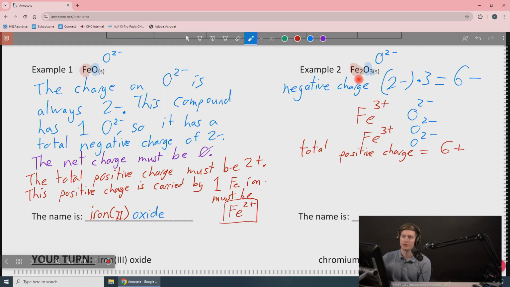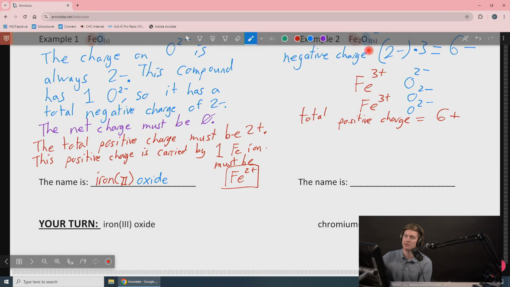The only way that this compound works is if the net charge is 0. We can tell because oxide has a negative 2 charge and we have 3 oxides, so we have a total negative charge of 6 negative. In order to reach a net charge of 0, our 2 iron ions must balance out our 3 oxide anions. So we must have 2 3+ charges. Because we have iron 3+, the name for this particular compound is not iron 2 oxide, but iron 3 oxide.